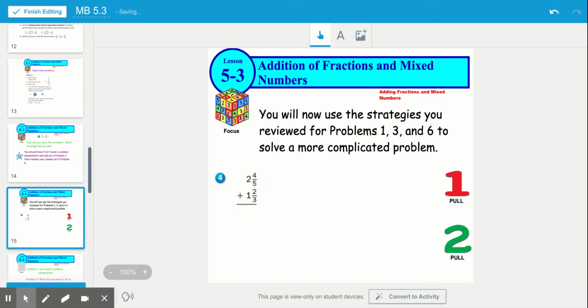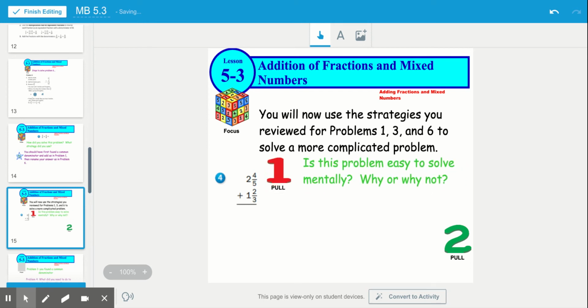So you will now use the strategies you reviewed for problems 1, 3, and 6 to solve a more complicated problem like this one in number 4. 2 and 4/5 plus 1 and 2/3. So we're not only needing a common denominator, we're also going to be adding the whole numbers and renaming the improper mixed number.